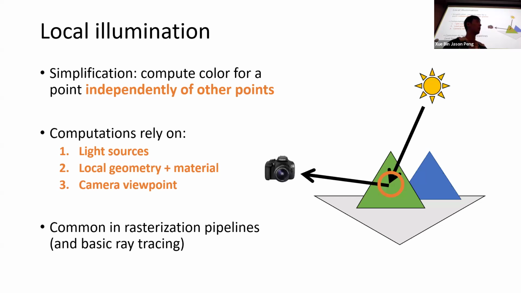So that's a high-level description of some of these different types of illumination models. Any questions about these? Okay, then next we're going to go into the details of how we actually implement these different types of illumination models.